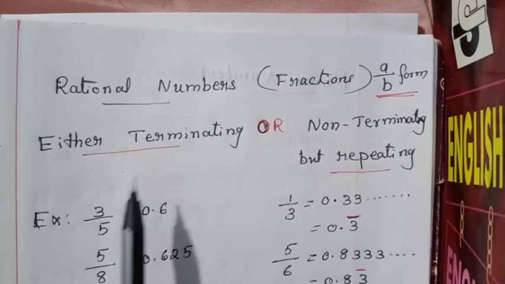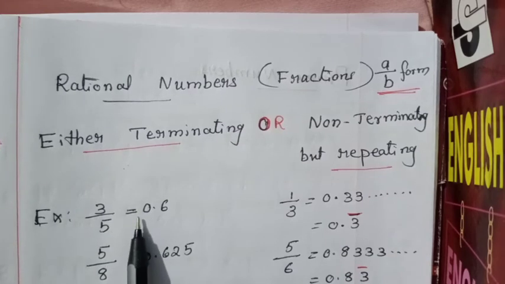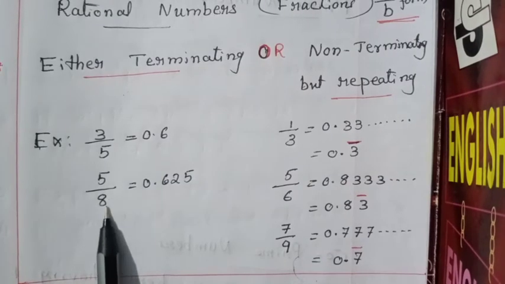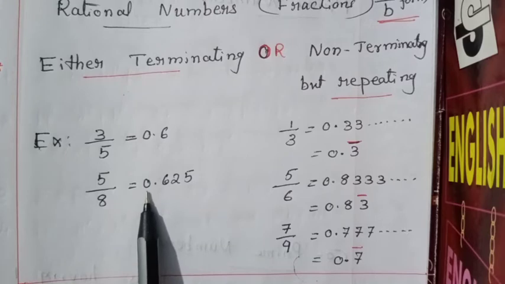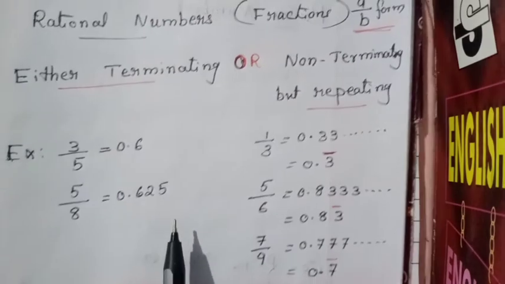Example for terminating rational numbers: 3 by 5. When you divide 3 by 5, the answer is 0.6. It is a terminating decimal expansion. Second example, 5 by 8. The decimal answer is 0.625, which is a terminating decimal representation.